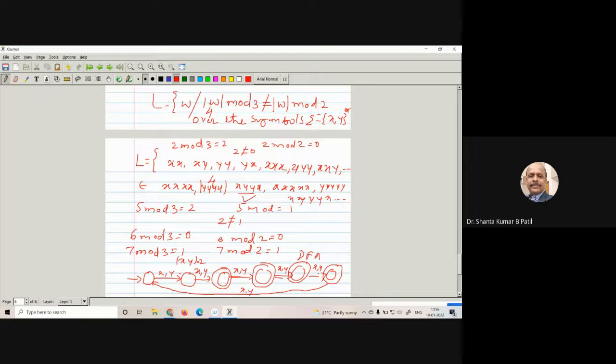This is the DFA which accepts the strings where the magnitude of W mod 3 is not equal to the magnitude of W mod 2, over the symbols x, y. This is the DFA for the language L equal to the set of W, where W mod 3 is not equal to W mod 2.